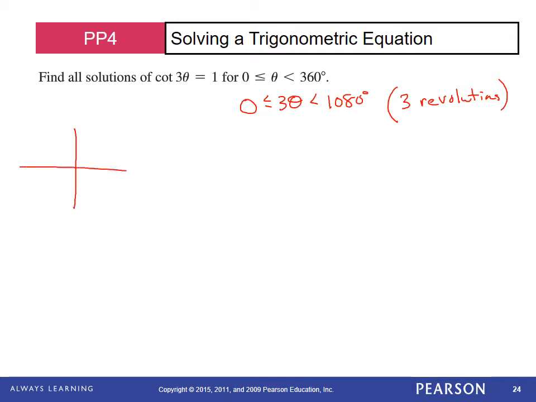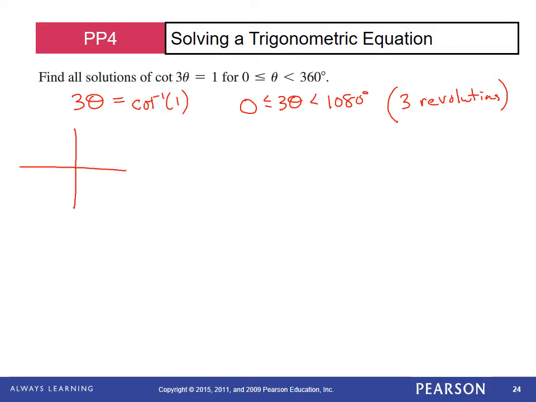Thinking back all the times that cotangent... this is even easier because it's cotangent of 1. Let me write the equation first. Cotangent of 3 theta is equal to 1. Can I just say this? What I'm really looking for is this: 3 theta is equal to cotangent inverse of 1. Is that right? Yeah. This is so easy.